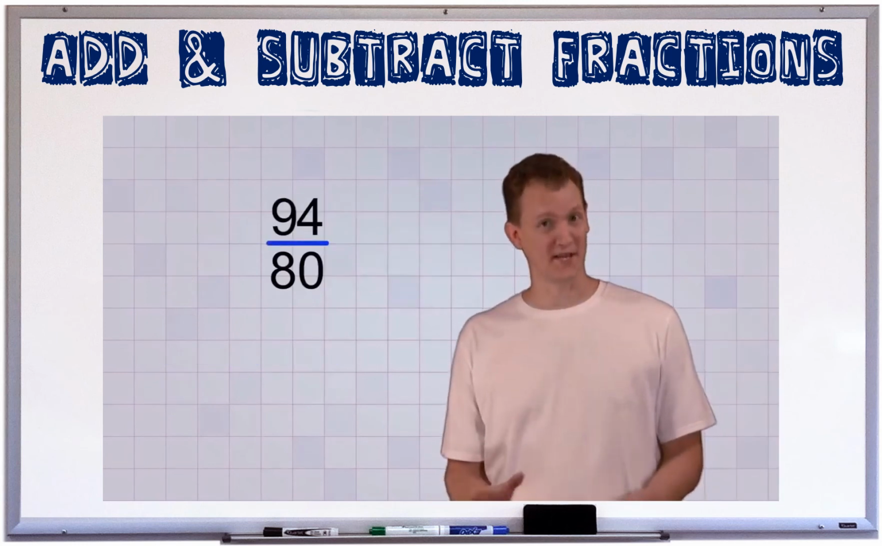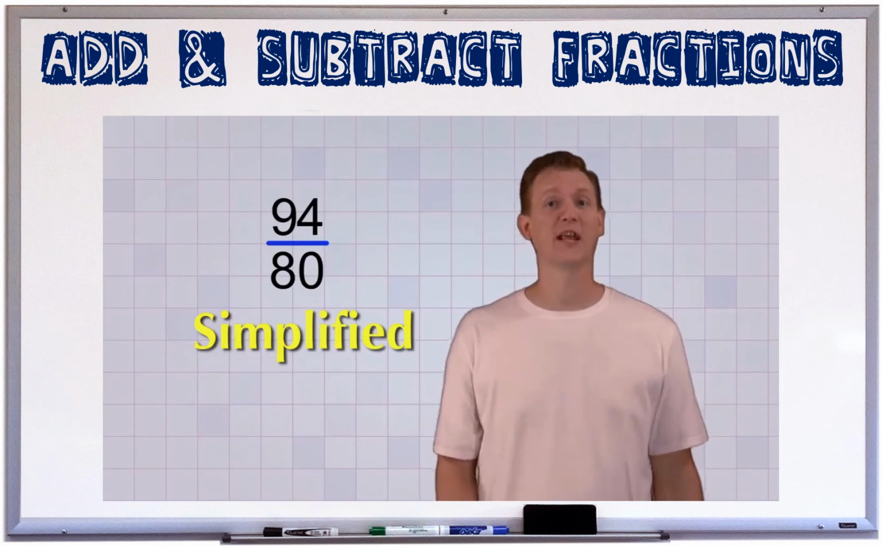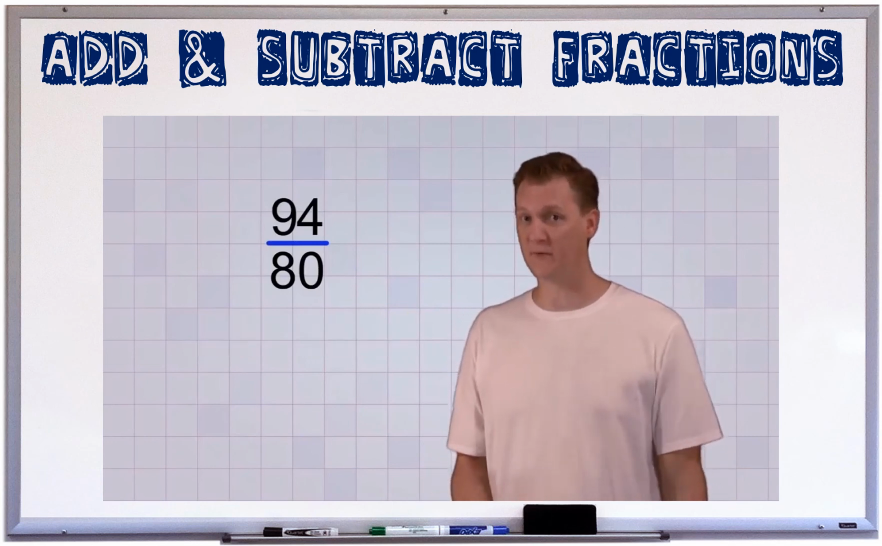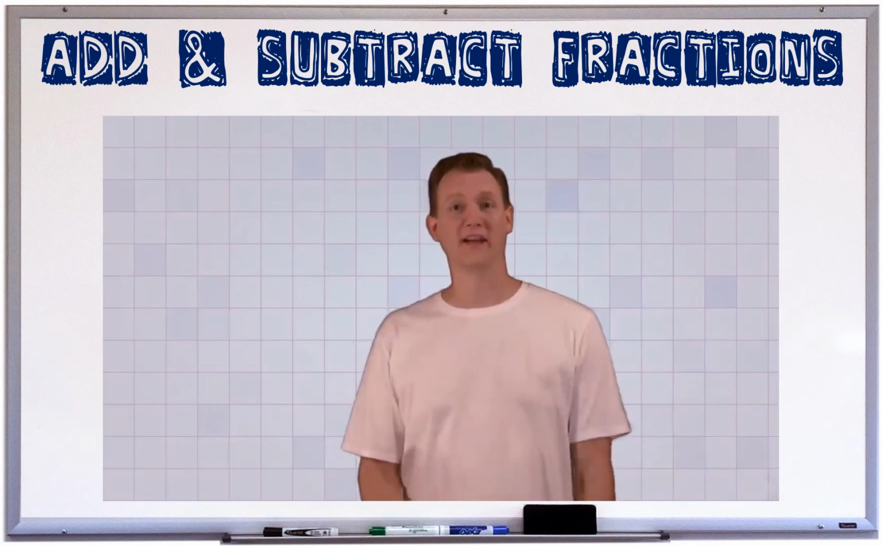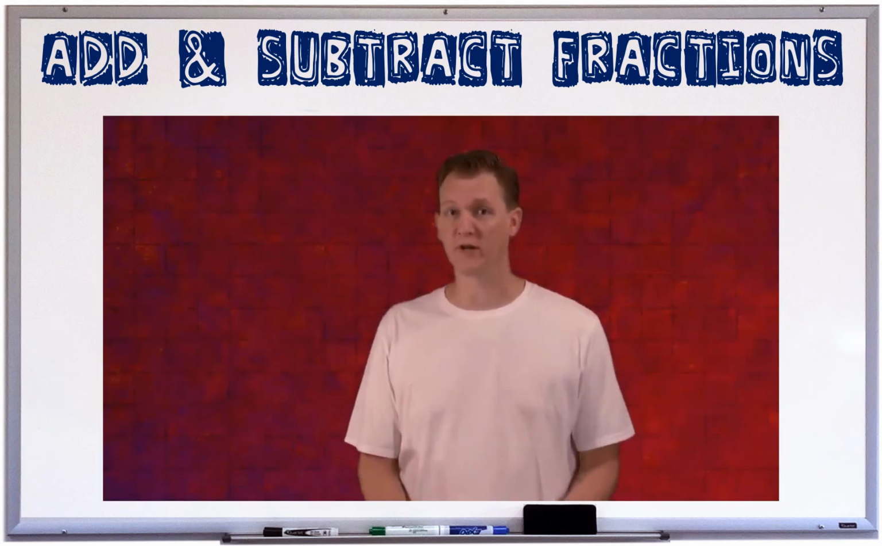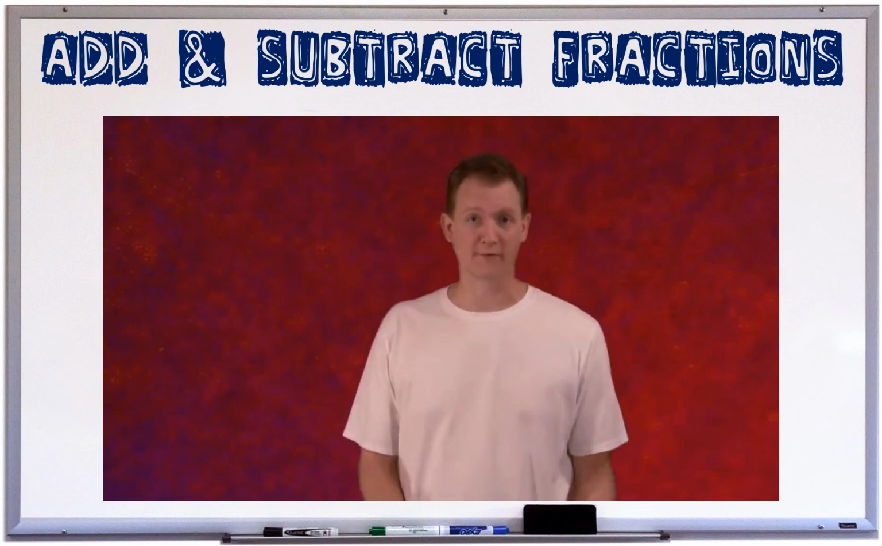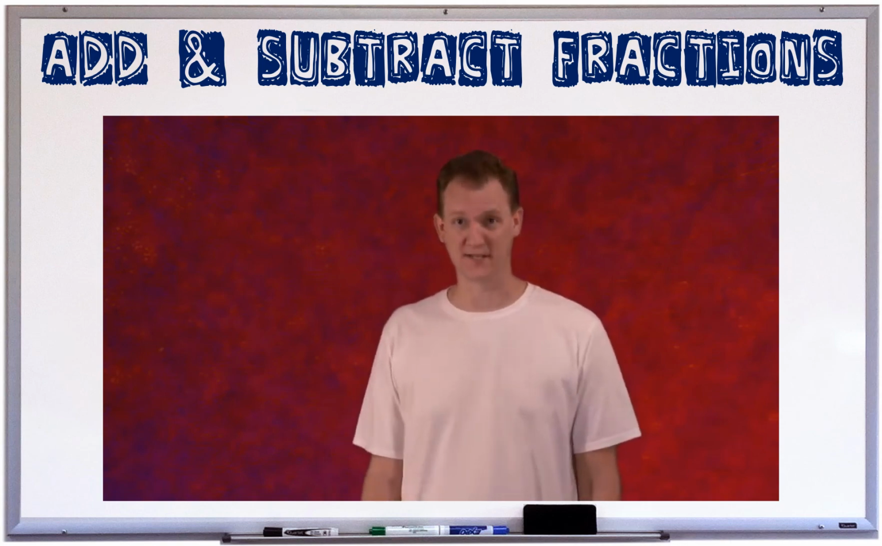Some of you see that this answer could be simplified. Be sure to check out our videos on mixed numbers and simplifying fractions to see how you could do that for your final answer. All right, that's the first way you can find the common denominator and change your unlike fractions into like fractions so you can add or subtract them easily.